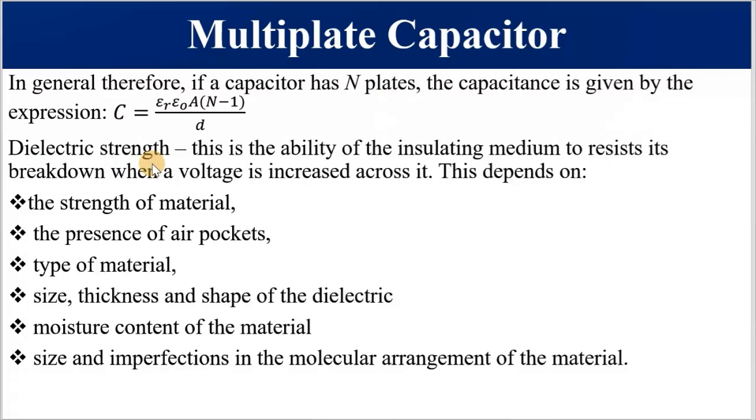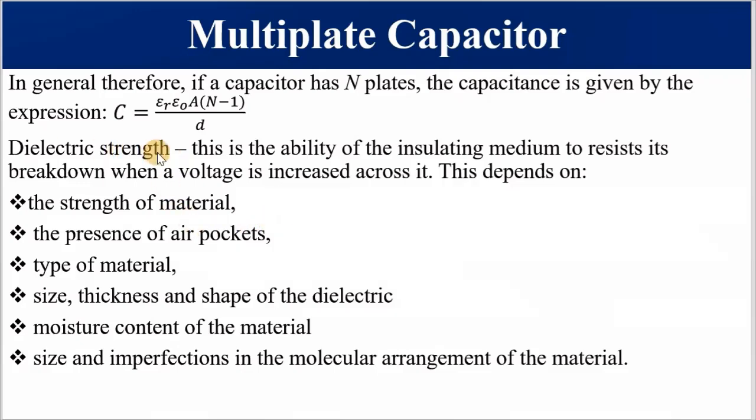What is dielectric strength? This is the ability of the dielectric or the insulating medium to resist its breakdown when the voltage across it is increased. You will see that each capacitor has got a working voltage, and if it is exceeded, it means the dielectric is going to be punched through. The ability of the dielectric or insulating medium to resist its breakdown is what we call dielectric strength, and various insulating mediums have different dielectric strength.